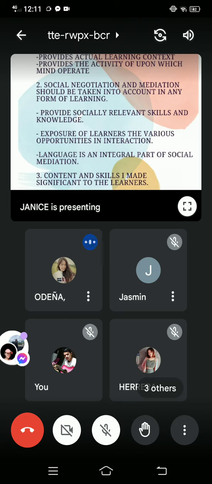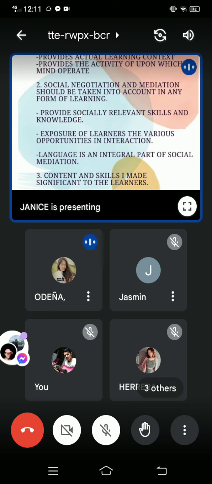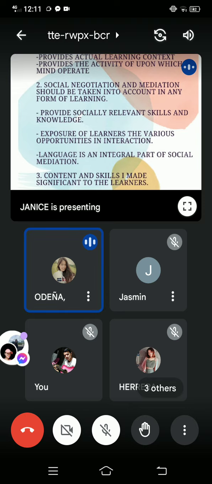So, number 2, social negotiation and mediation should be taken into account in any form of learning, such as providing socially relevant skills and knowledge, exposure of learners to various opportunities and interaction. Language is an integral part of social mediation. So, ibig sabihin lang po, kailangan mo makipag-interact sa tao or sa society. So, number 3 po.